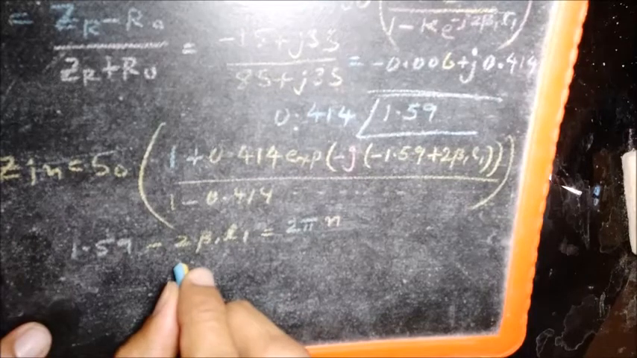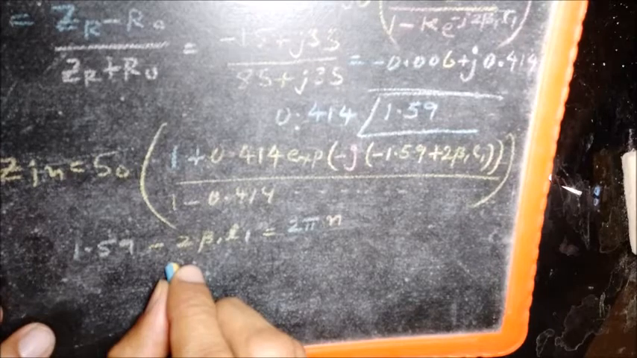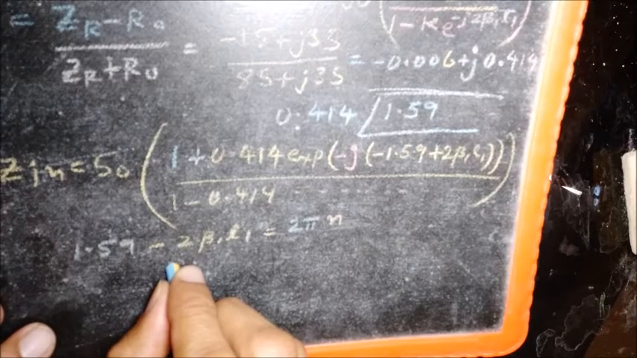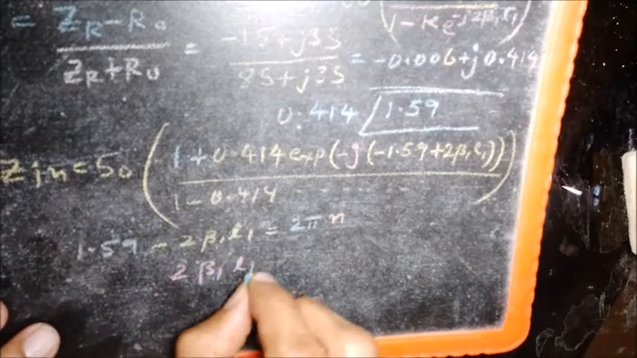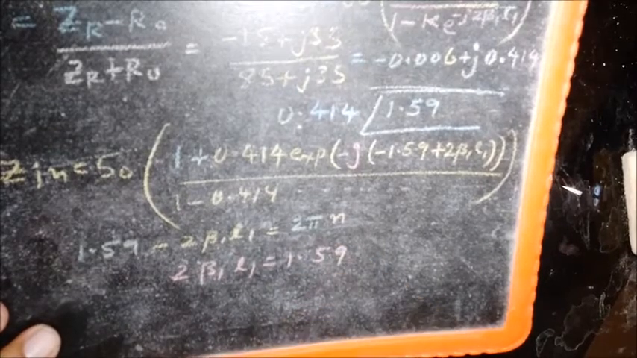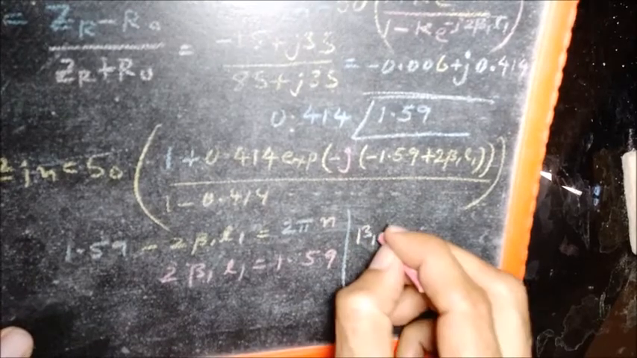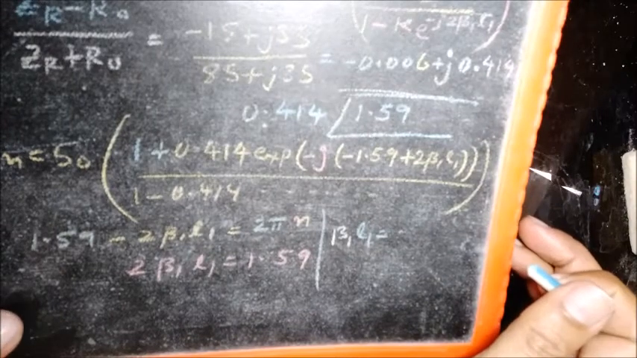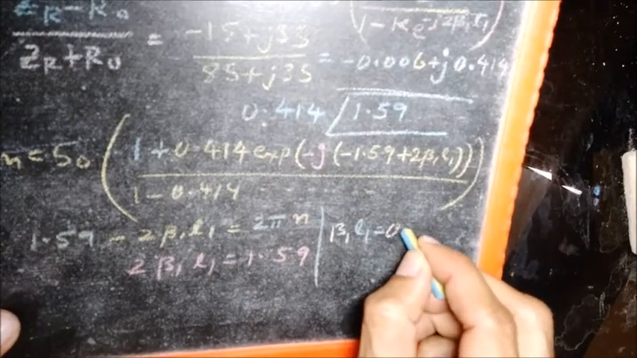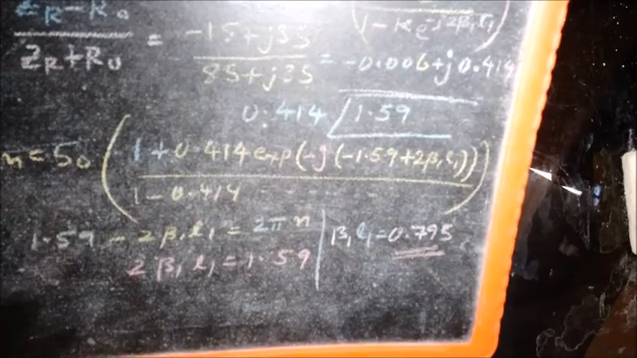Okay, so from this you can find out that the smallest value of L1 is when n is equal to 0. So if I put n equal to 0 here, I get 2 beta 1 L1 is equal to 1.59, which means that beta 1 L1 is equal to 1.59 by 2. That is turning out to be 0.795 radians. So this is beta 1 L1. Beta 1 L1 is 0.795 radians.